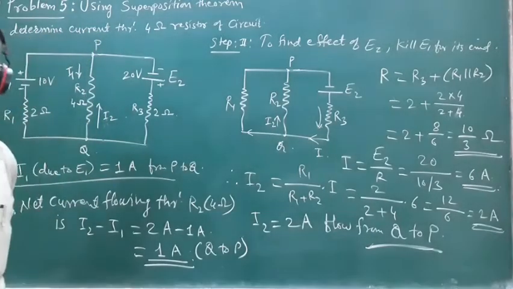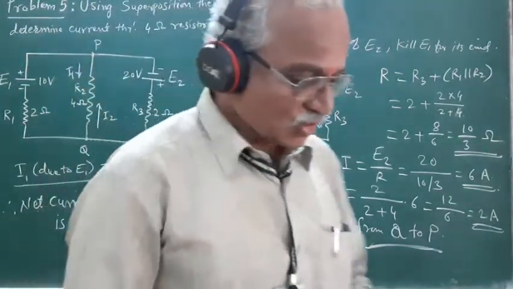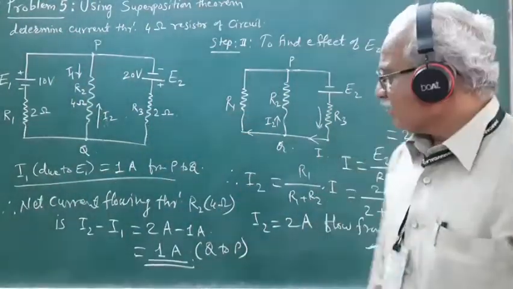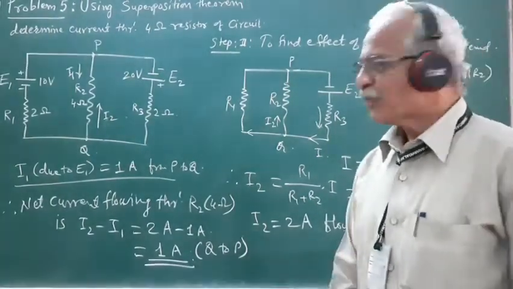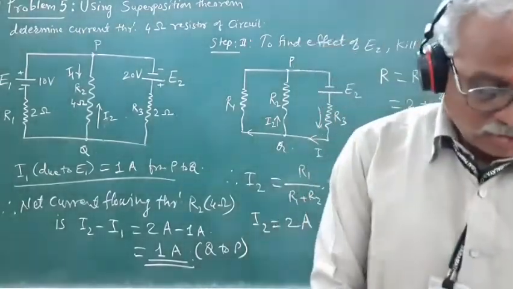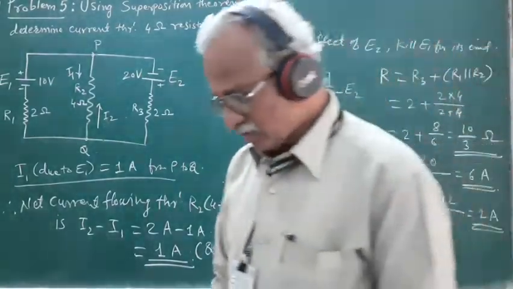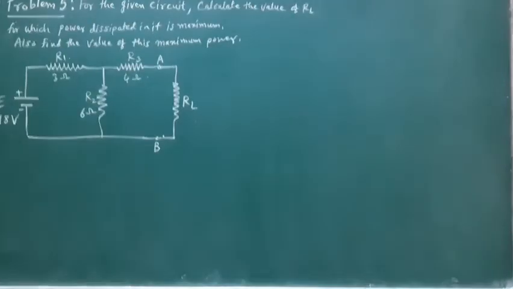So this is the first application of this superposition theorem to determine the current through a certain component of the given circuit by using the superposition theorem. So that is about this problem. So next we want to see is the application of the maximum power transfer theorem. So let us see.